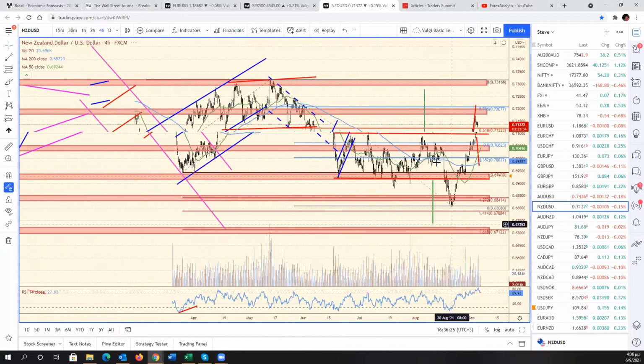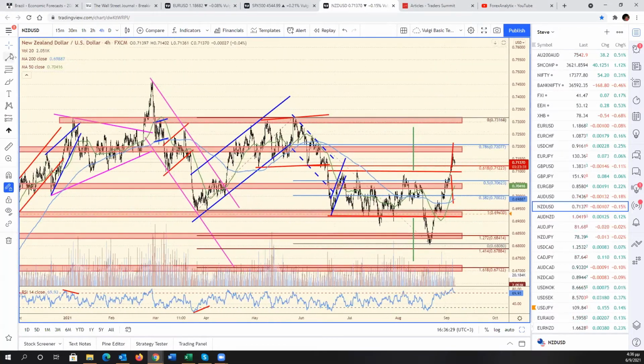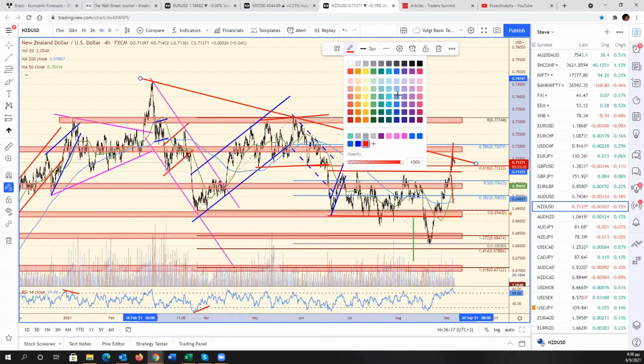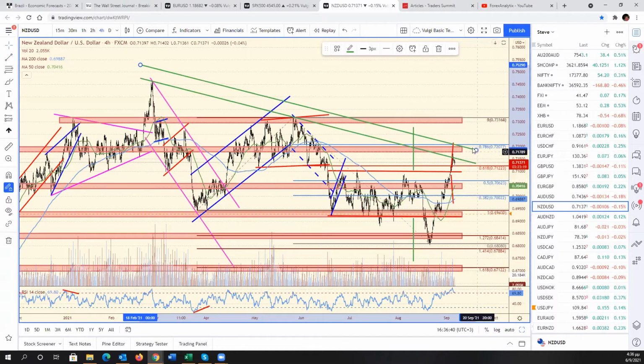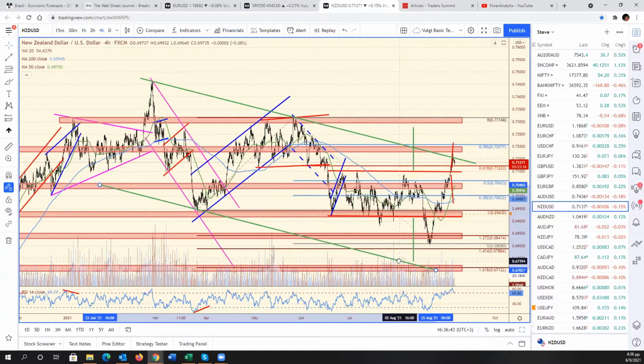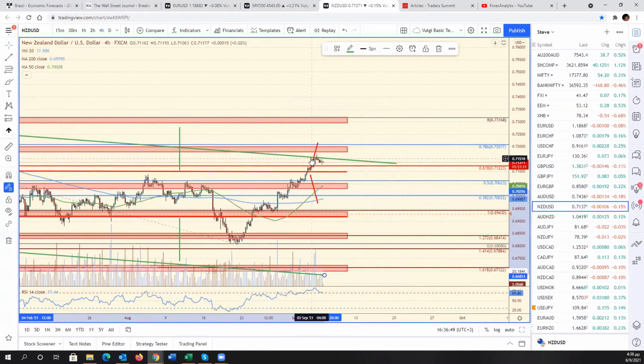And the Kiwi currently testing resistance. I know I haven't drawn this on the 4-hour chart because I use the 4-hour chart for smaller type of formations, but that's no problem. We're going to do it immediately. There we go. So 71.50, with support being this horizontal breakout area at 71 cents.